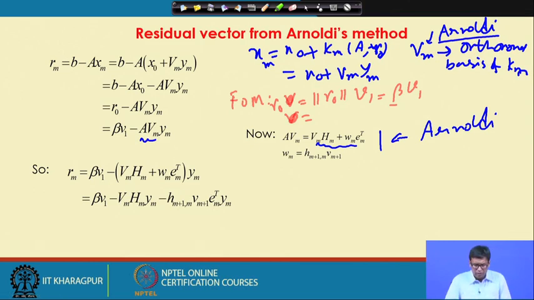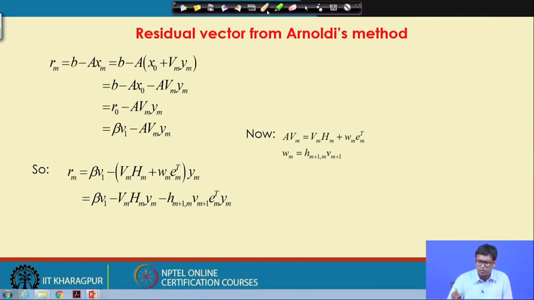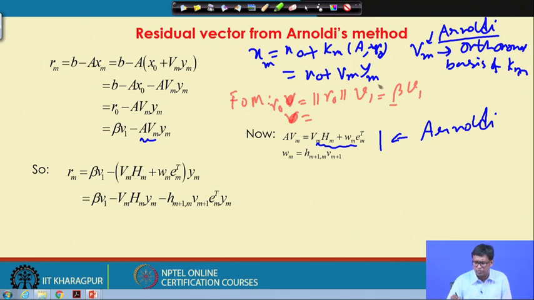Now, what is ym? That is what we are trying to find out, the value of ym, because if we know ym, we have defined the solution in the Krylov subspace. Arnoldi's method will give us the orthonormal basis of the Krylov subspace.